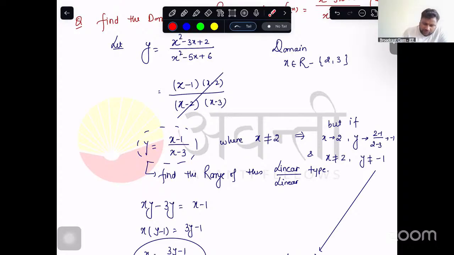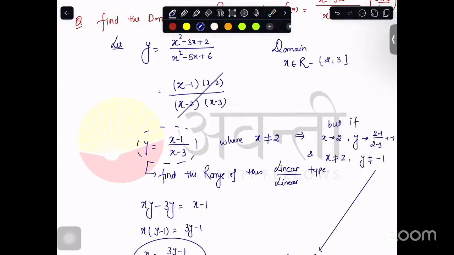Tanush, 2 comma 3 is this, na? This denominator can be 0 if x goes to 2 and 3. So x cannot be 2 and cannot be 3. So that is why it is deleted from R. That is the domain. Understood now? Yes, sir.